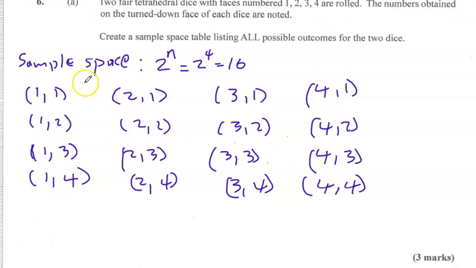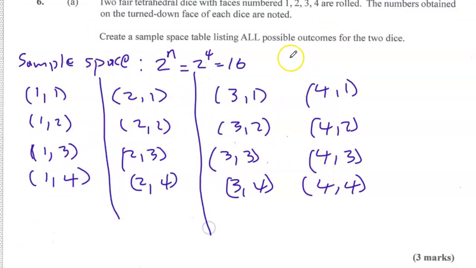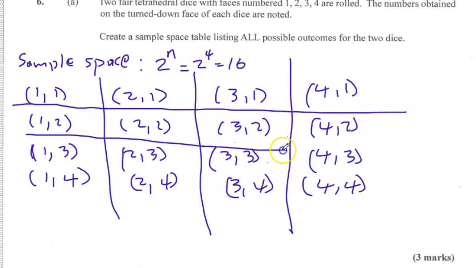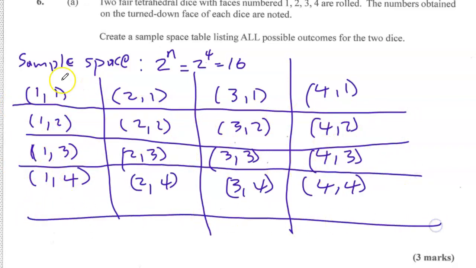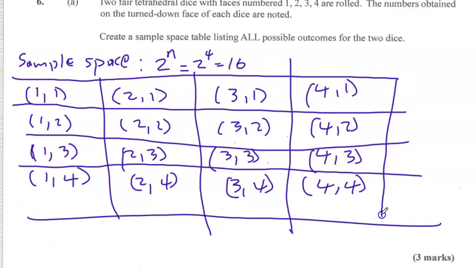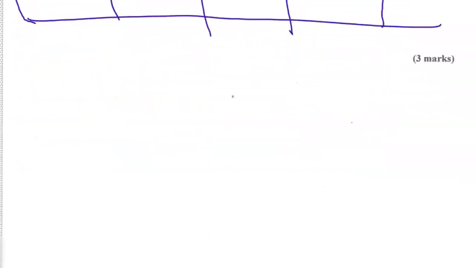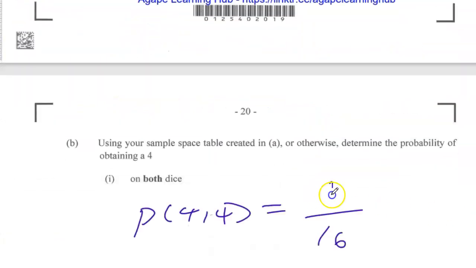And of course you could roll this up into rows and columns just to try and be neater. You could do the sample space like that, just to be neat. So of the 16 possibilities, only one has 4, 4. So the probability will be 1 over 16.